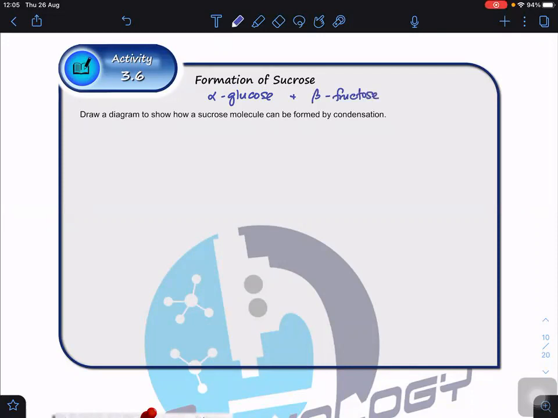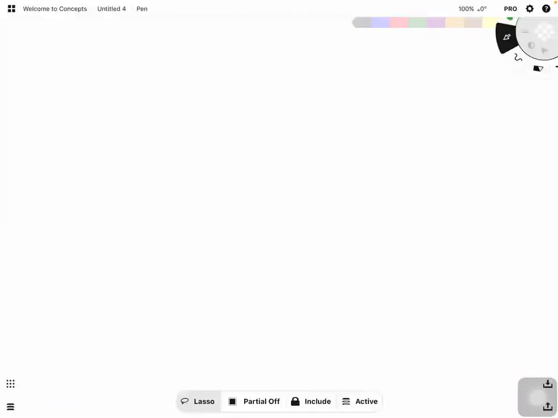Generally, but it can be alpha glucose with alpha fructose. It doesn't matter, but generally it will be beta fructose. And we have to look at how the beta fructose looks like, and then we will be able to join both of them together. Okay, so let's look at this beta fructose now. Let us look at this fructose molecule.